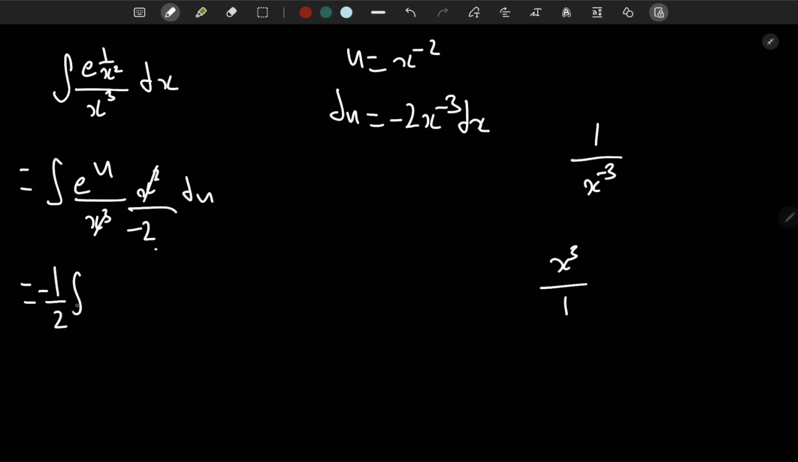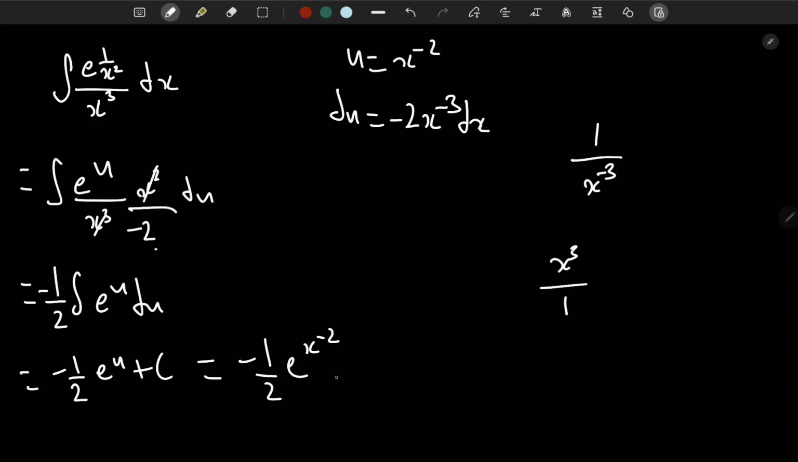-1/2 integration of e to the power of u du, and the integration of this, as we know from before, is just e^u plus C, and now we replace u with the original value, and we get negative 1/2 e to the power of x to the power of negative 2 plus C.